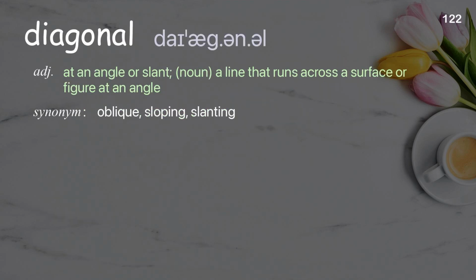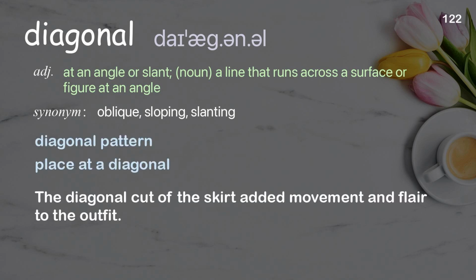Diagonal. At an angle or slant. Noun: a line that runs across a surface or figure at an angle. Examples: diagonal pattern. Place at a diagonal. The diagonal cut of the skirt added movement and flair to the outfit.